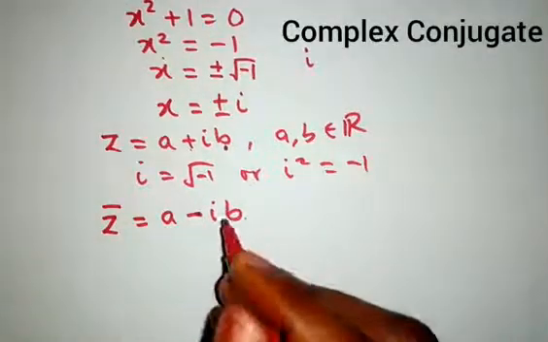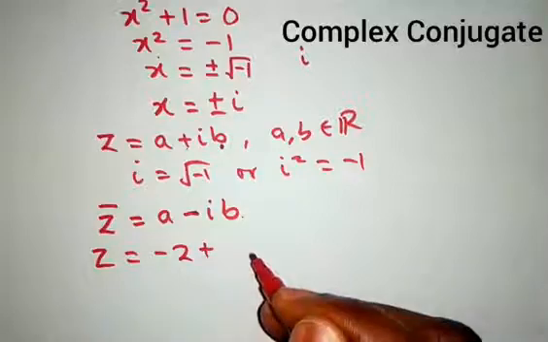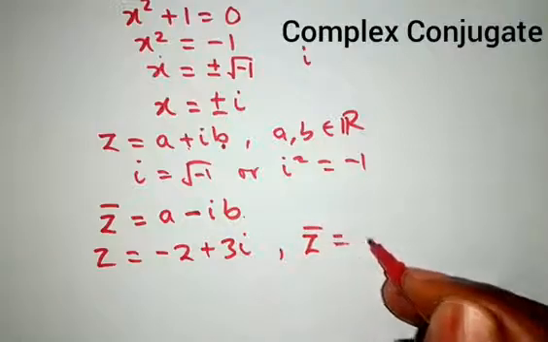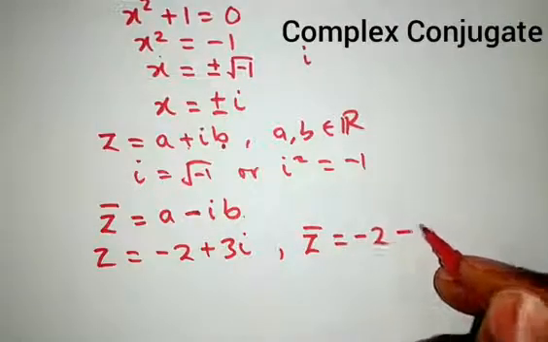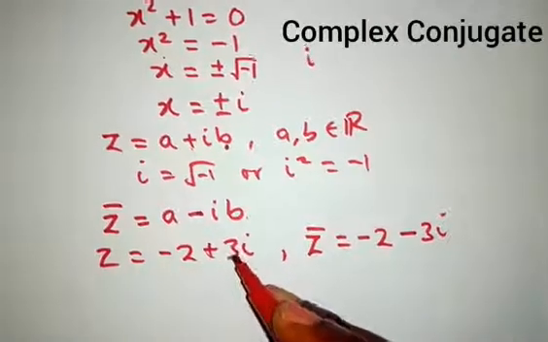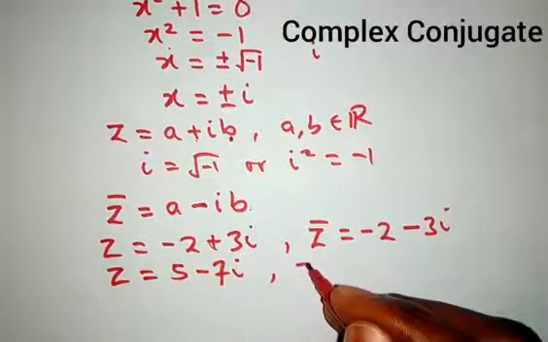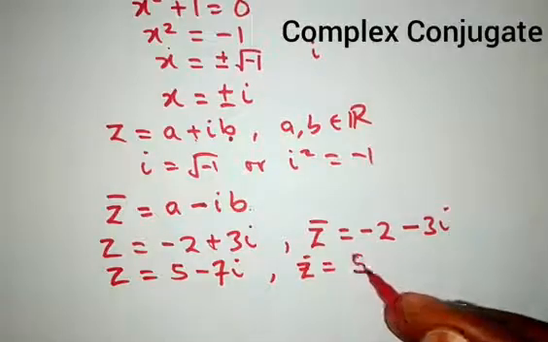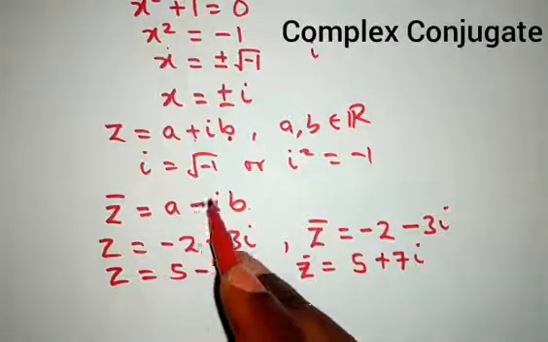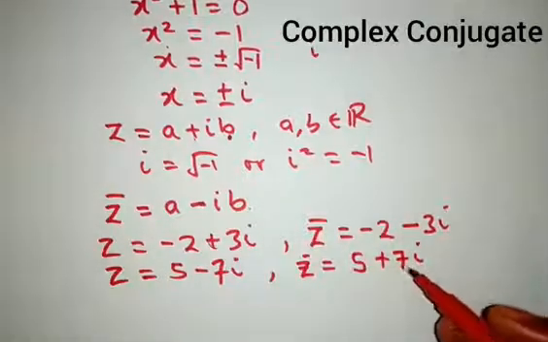Let's see an example. If z, for example, equals minus 2 plus 3i, then the complex conjugate will equal minus 2 minus 3i. So we only change the sign of the imaginary part. And if z equals 5 minus 7i, then the complex conjugate of z will equal 5 plus 7i. So the complex conjugate changes just the sign of the imaginary part of the complex number.